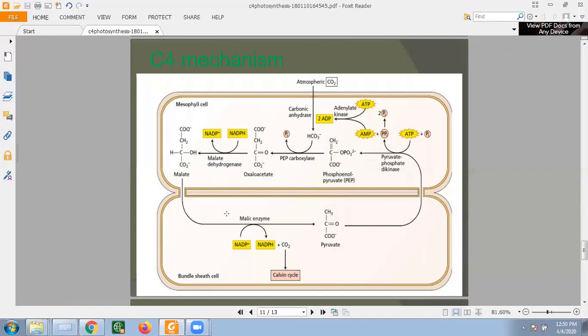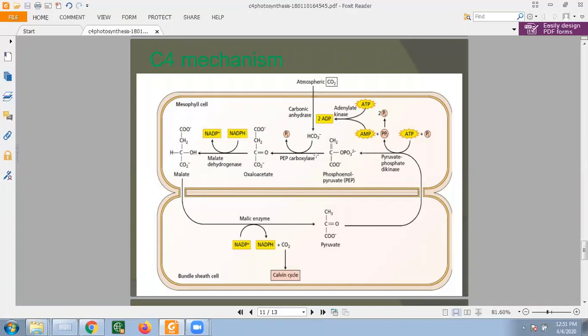This lower cell is considered the bundle sheath cell, and the upper cell is considered the mesophyll cell. So let us start from here. Oxaloacetic acid here will give rise to malate. Here phosphoenol pyruvic acid, PEP, is there. From the PEP, oxaloacetic acid is formed in the presence of PEP carboxylase.